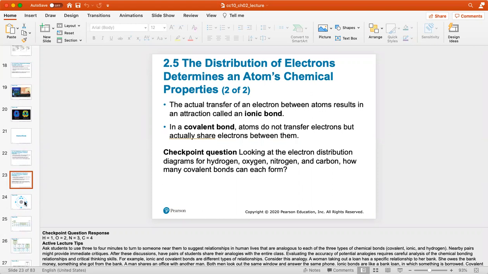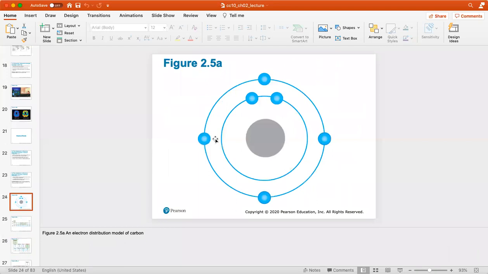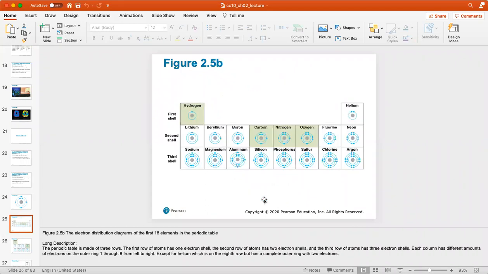It's hard to see this with a diagram, and I don't have one in here, so I'm just going to show you the one for carbon. So here's an electron distribution model of carbon. Because carbon has 1, 2, 3, 4 electrons in its outer shell, or the shell furthest away from the nucleus, that means it's able to share these 4 electrons in 4 covalent bonds. So carbon will often have 4 bonds associated with it, bonding to 4 other atoms.